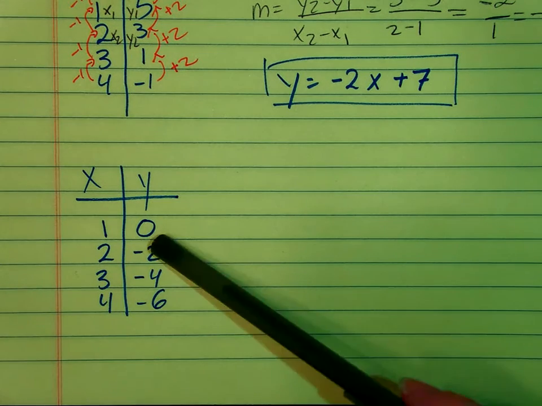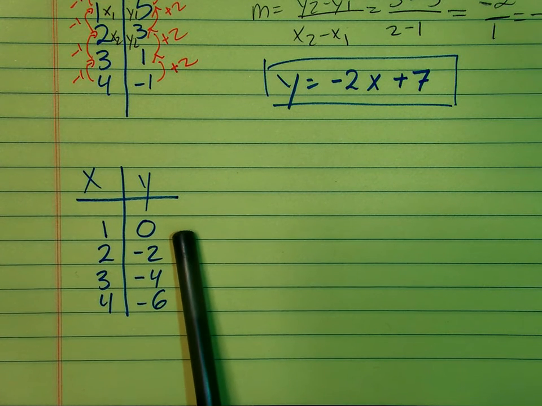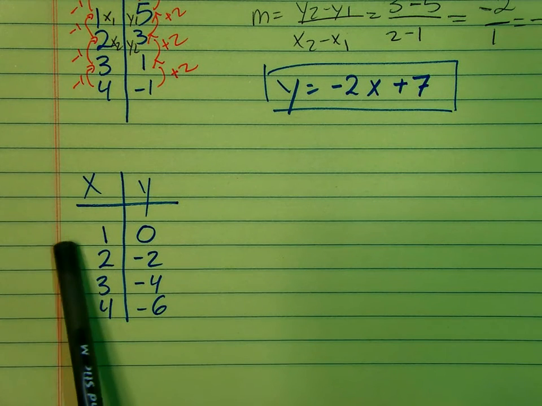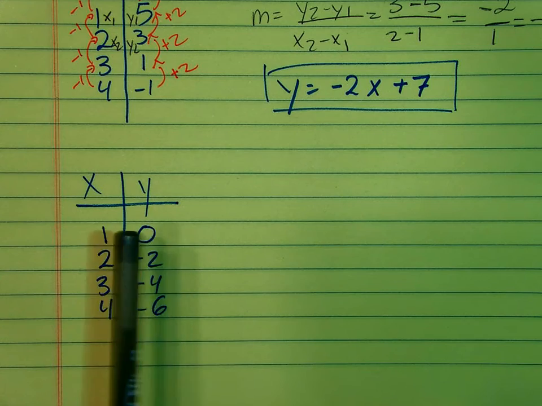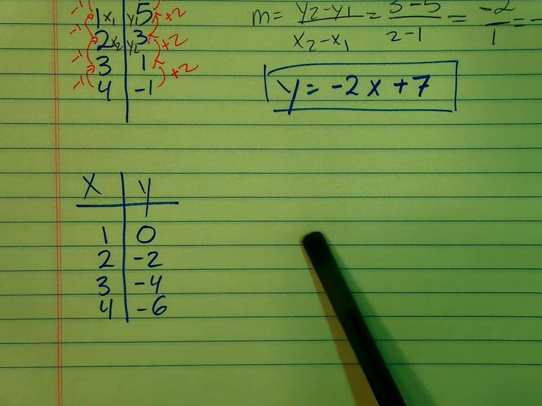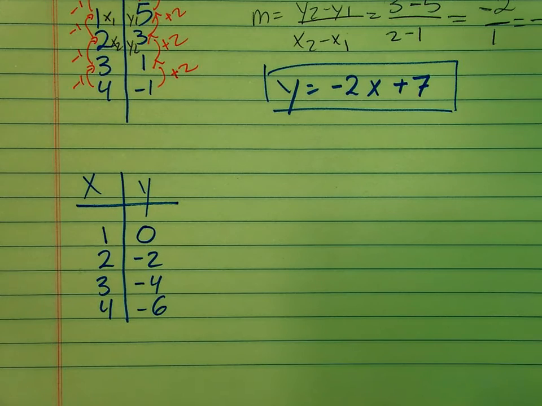Now note, just because you see a 0 doesn't mean that's necessarily the y-intercept. It's when x is 0. When there is no x and there's only a y left, that's your y-intercept, because remember, it's where it crosses the y-axis. So this is not your y-intercept. Go ahead and pause the video and try to figure out this problem.